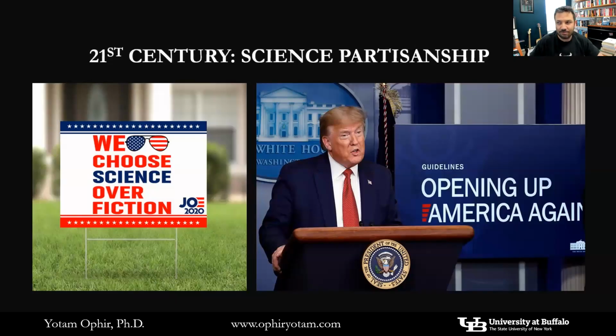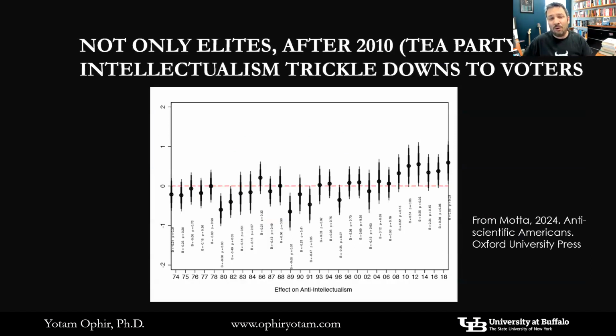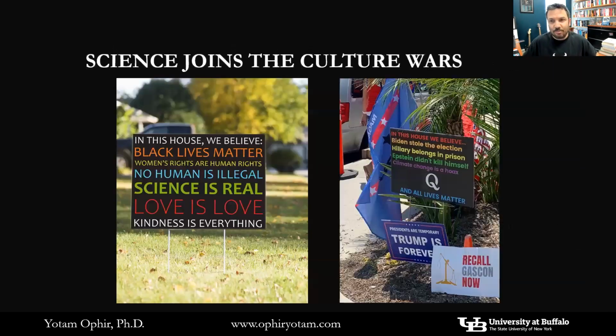We saw it in COVID with two very different visions between right and left on how to handle the crisis, with how to interact with experts. It started from the top, this polarization, but in the 2010s, around the Tea Party, Sarah Palin, and so on, we begin to see the polarization of science entering voters' opinions, not just politicians, to the point where today, if liberals are putting a sign in their backyard saying that Black Lives Matter, women's rights are human rights, no human is illegal, science is real, and love is love, basically, you see how science is now part of the liberal package.